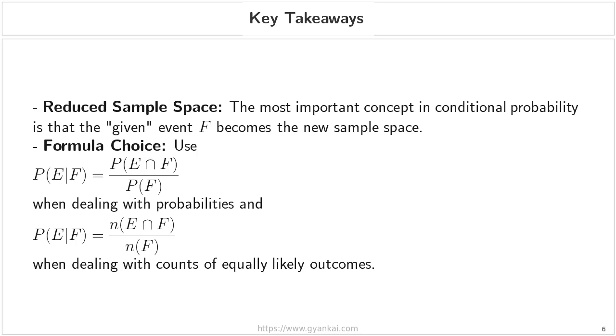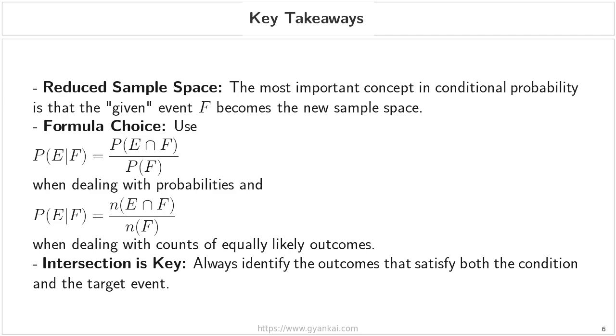Second, let's talk about how to choose your formula. You need to look at the information provided in the problem. If the problem gives you specific probabilities, you should use the formula where the probability of E intersection F is divided by the probability of F. However, if you are working with a set of outcomes that are all equally likely, like counting the number of hearts in a deck or the number of ways to roll an 8, you should use the counting method. In this case, the number of outcomes in E intersection F is divided by the number of outcomes in F.